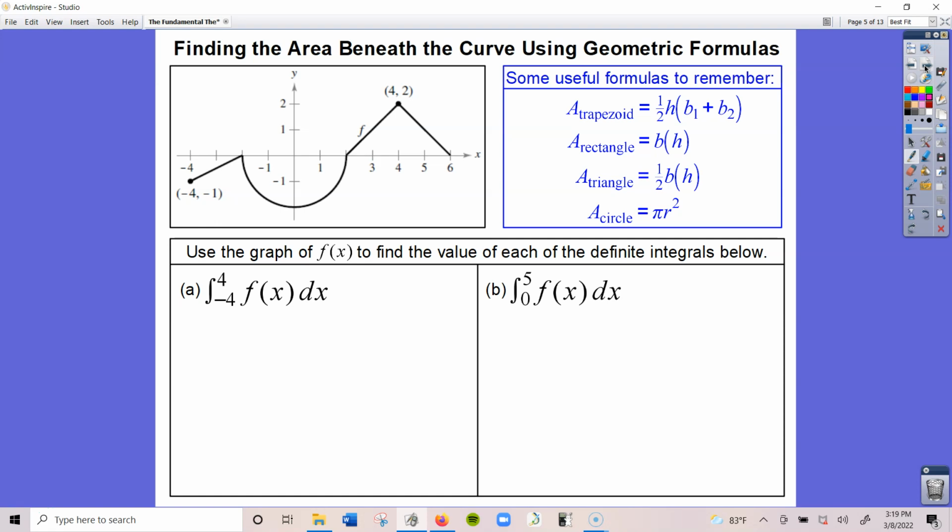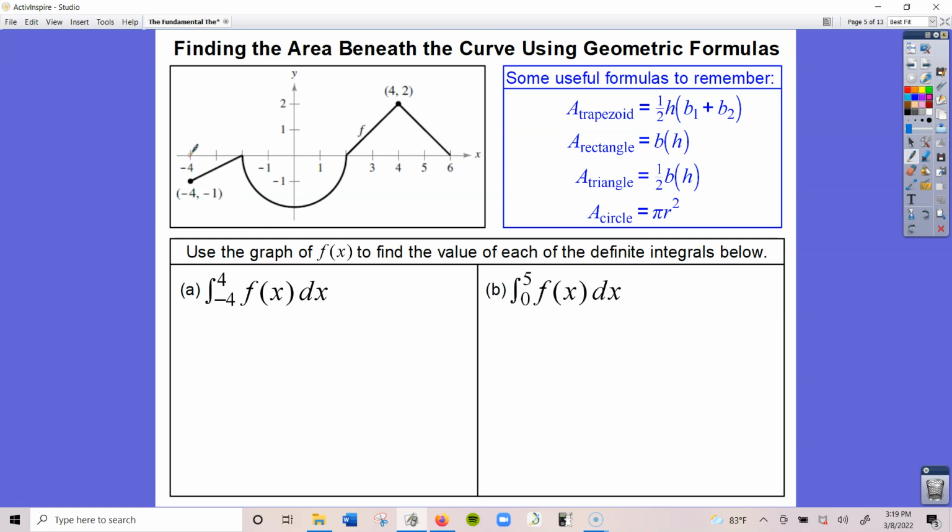Now, let's just practice. Here we have a particular function, and we're going to be using our geometry to find the value of these definite integrals. So here we have the integral from negative 4 to 4 of f of x dx, and the function that we're given here is f of x. Again, I'm using geometry because I was given a graph, so I have no other choice. I have to take the area. Versus if I was given the equation, then I could apply the FTC, or do both if you want to verify your answer.